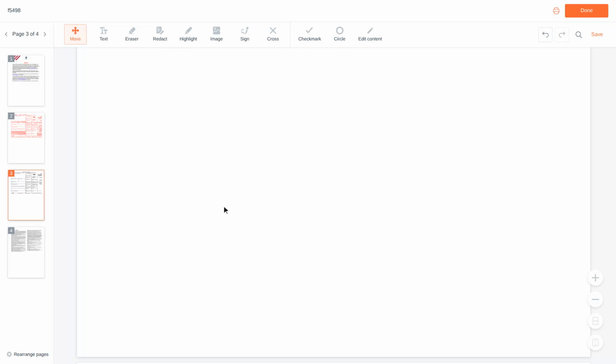Box 8 shows SEP IRA contributions. Box 9 shows SIMPLE IRA contributions. Box 10 shows Roth IRA conversion amounts.